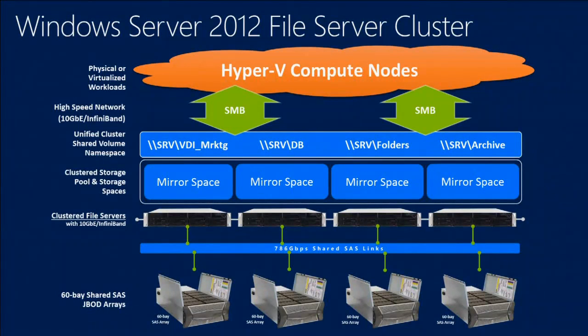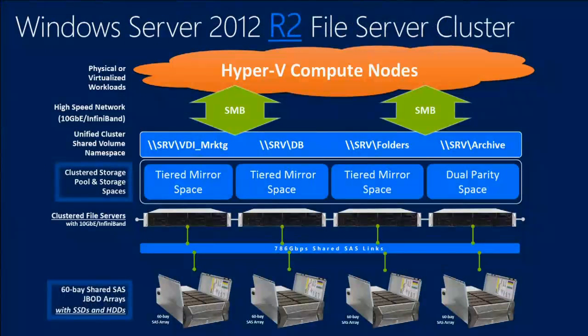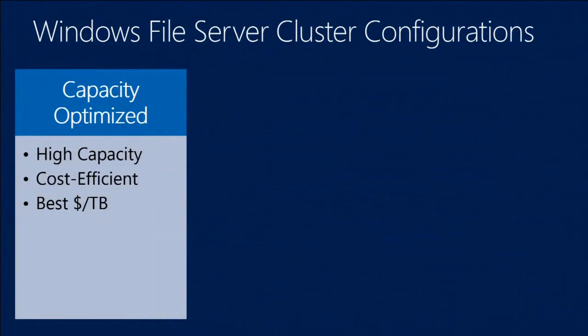This is the file server cluster as it was in 2012. I have mirrored spaces because that's what I could do in a cluster. With R2, I now have a mix of SSDs and HDDs. I have tiered mirrored spaces. And I have dual parity for my archival workloads. All these capabilities integrate into the cluster just like they did before. There's no difference. There's no difference in management either.